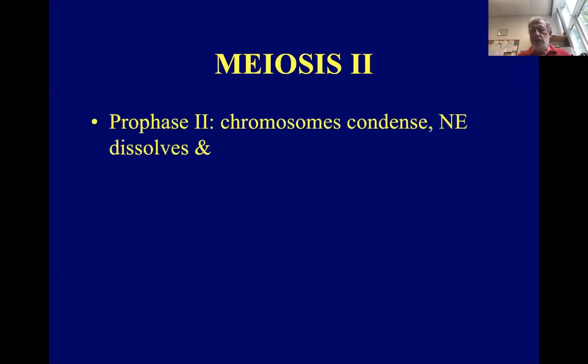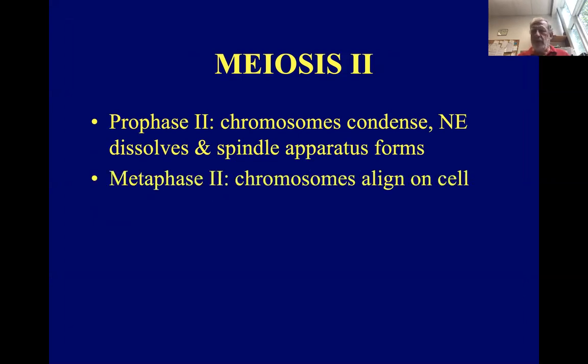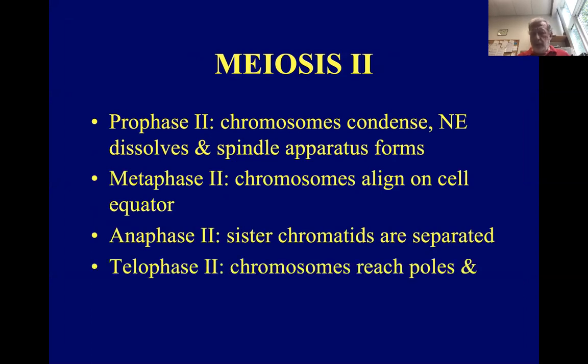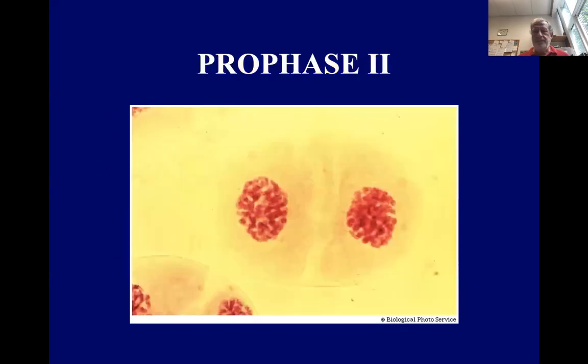Prophase 2 is similar to mitosis, and the chromosomes condense and the nuclear envelope dissolves and the spindle apparatus forms. In metaphase 2, it's similar to mitosis. Same with anaphase 2, where the sister chromatids are separated and not the homologs as in meiosis or anaphase 1. Telophase 2, again, the same stuff occurs, cytokinesis, as the chromosomes reach the daughter cell poles.